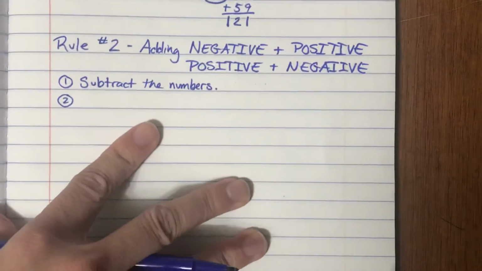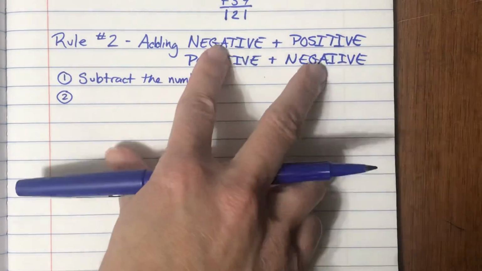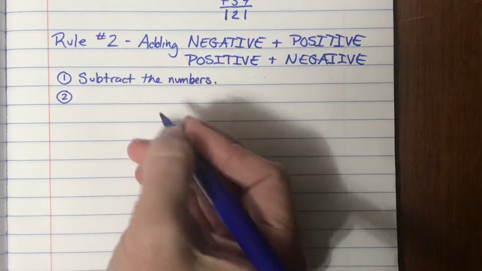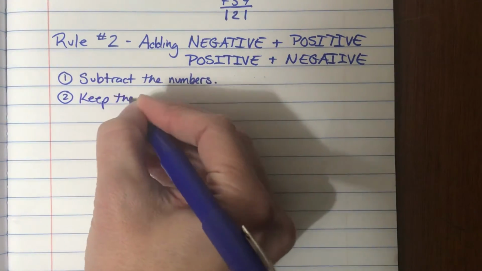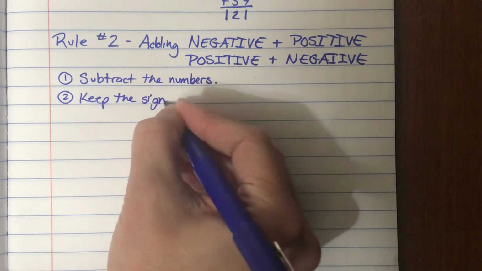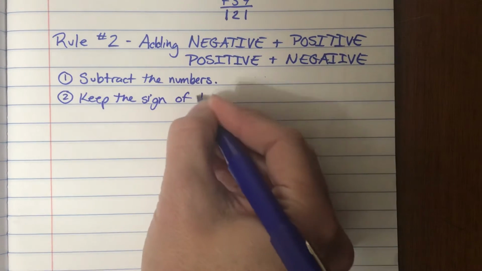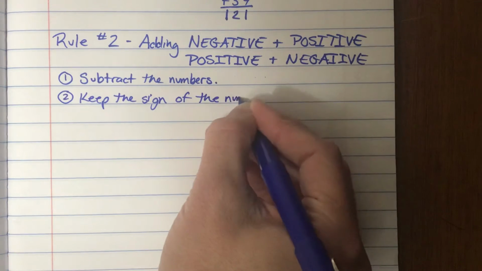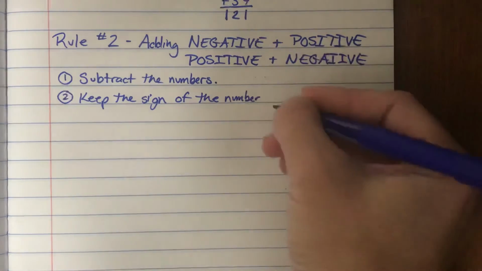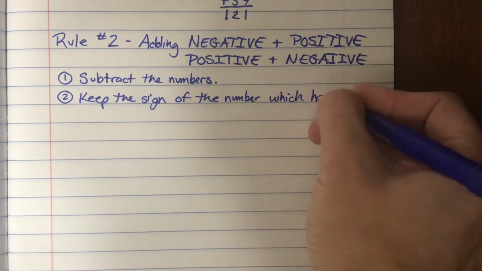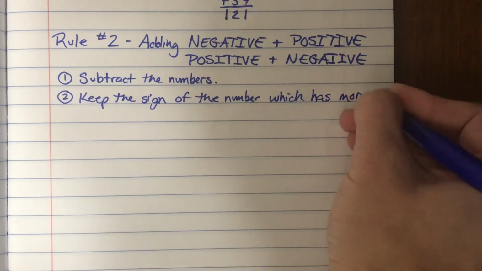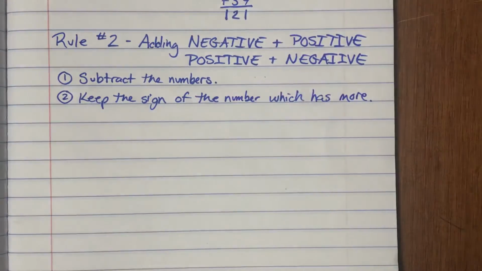All right, then step 2, remember step 2 up here was to keep the negative sign. Well, this is not always going to result in a negative number. Sometimes it'll be negative, sometimes it'll be positive. And how will we know? We're going to keep the sign of the number which has more. We're just going to ask ourselves, which one of these numbers had more? Did we have more negatives or did we have more positives? And we're going to use that sign.